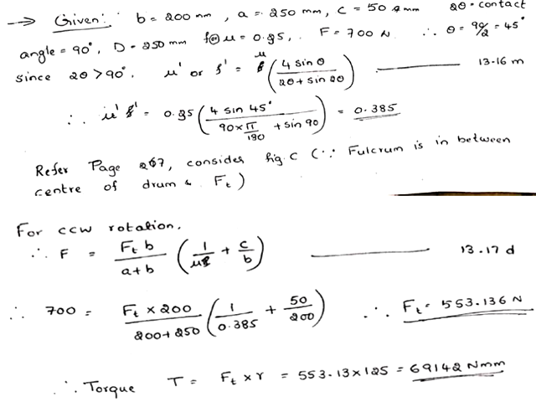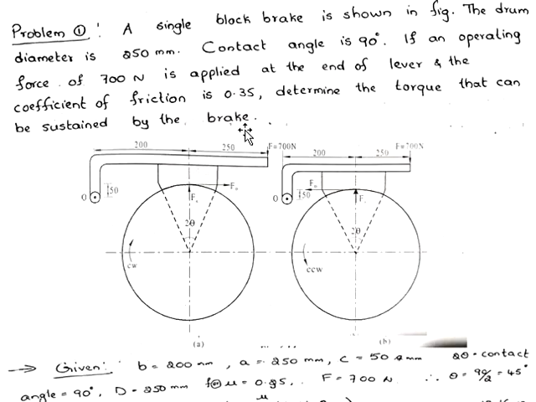So in this diagram, I am considering counterclockwise first. So the direction of rotation is counterclockwise. This direction is towards upside and the direction of force is towards downside. So the direction of rotation and the force direction are opposite to each other.